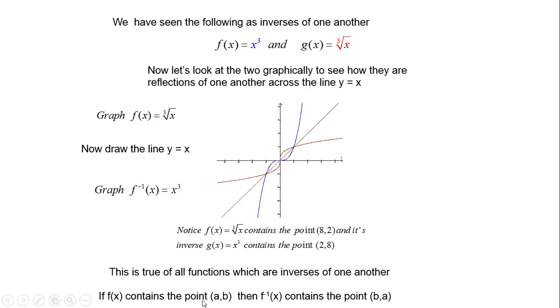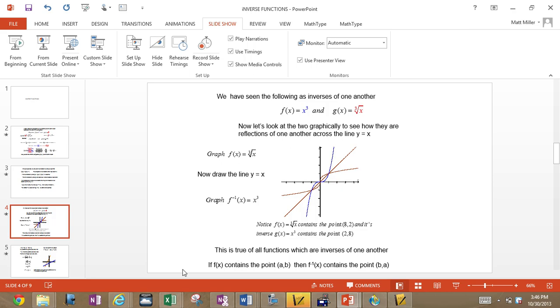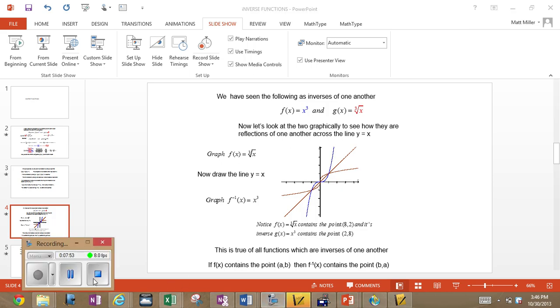So again, the rationale behind a function containing AB and its inverse containing BA is because inverse functions are simply reflections of each other across the line y equals x, where y becomes x and x becomes y. So as I said, I think we'll end this presentation here and pick up with a new one momentarily.